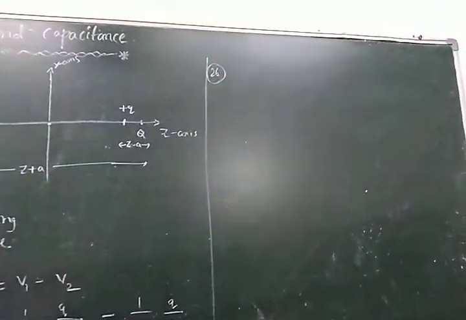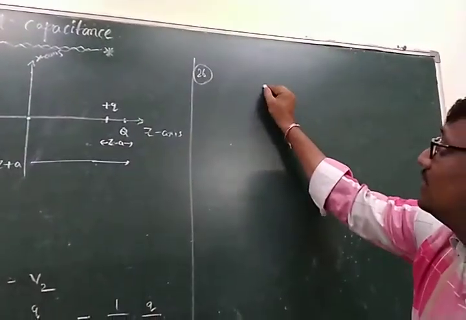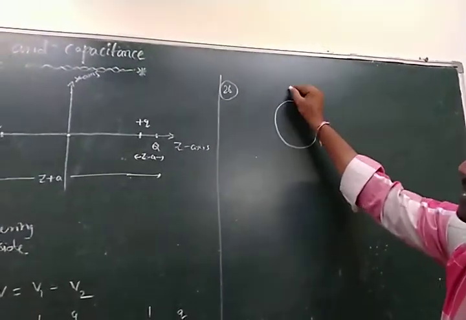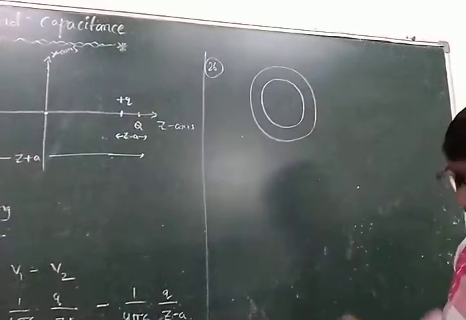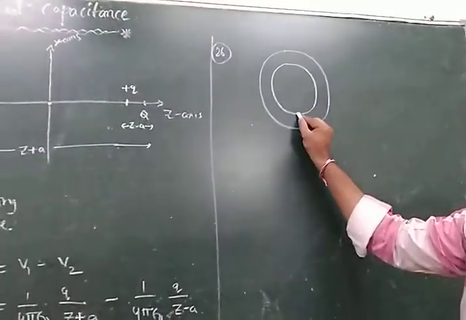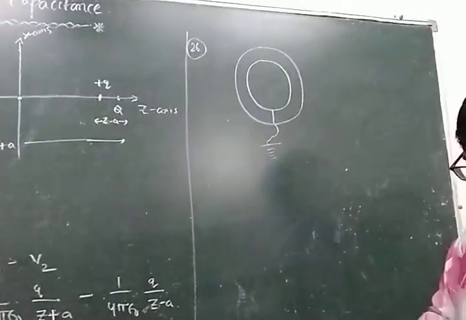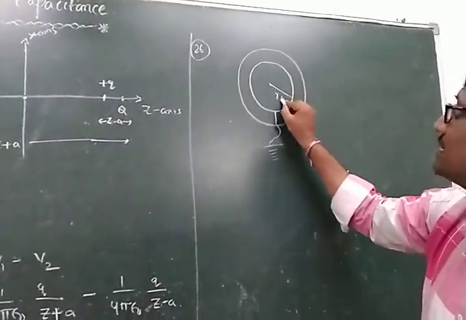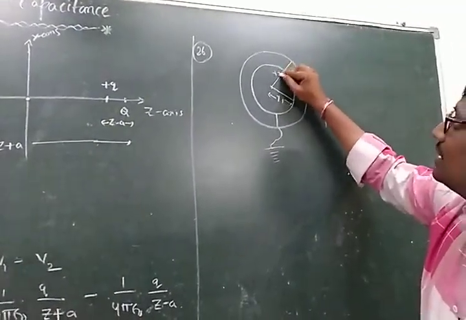Two concentric metallic shells: this is one of the shells and this is the other shell concentric with it. These are the two shells, and the first shell is connected to a ground. The first shell has radius R1, and the second shell has radius R2.